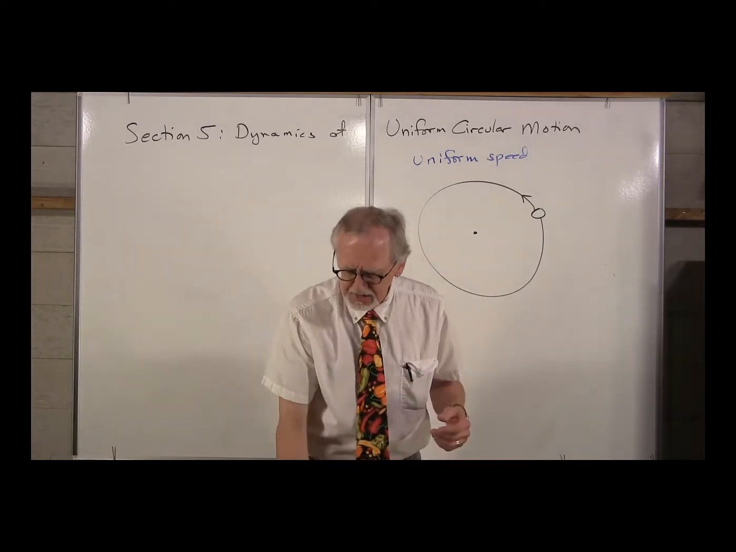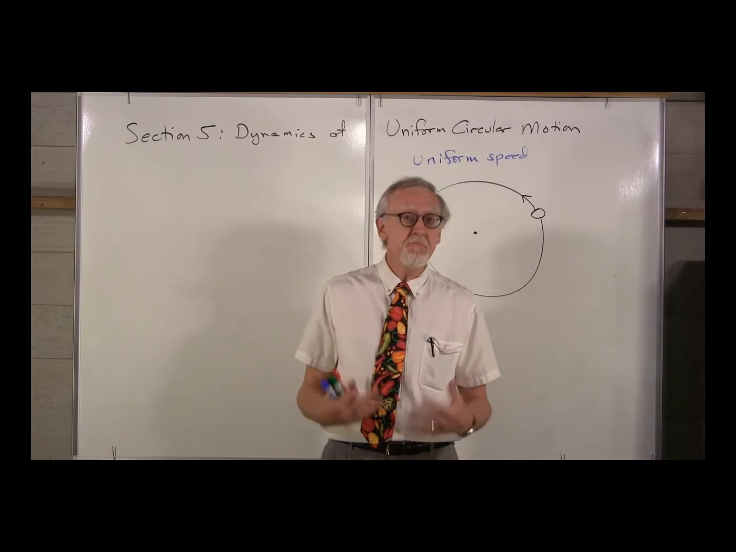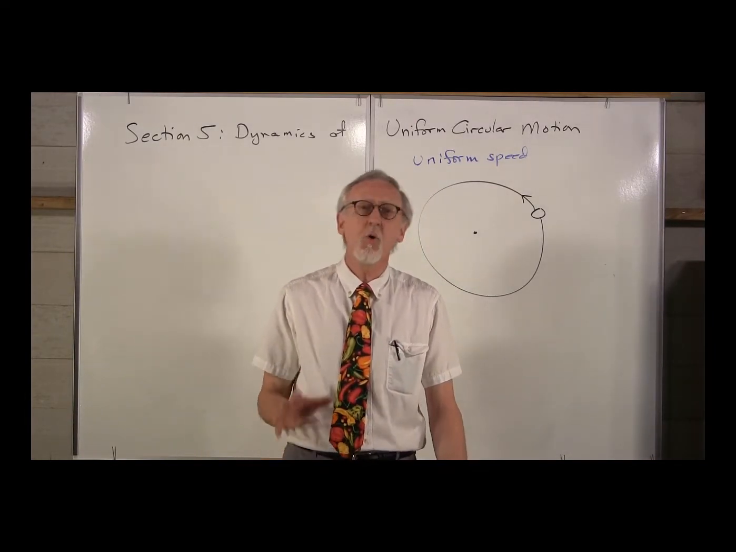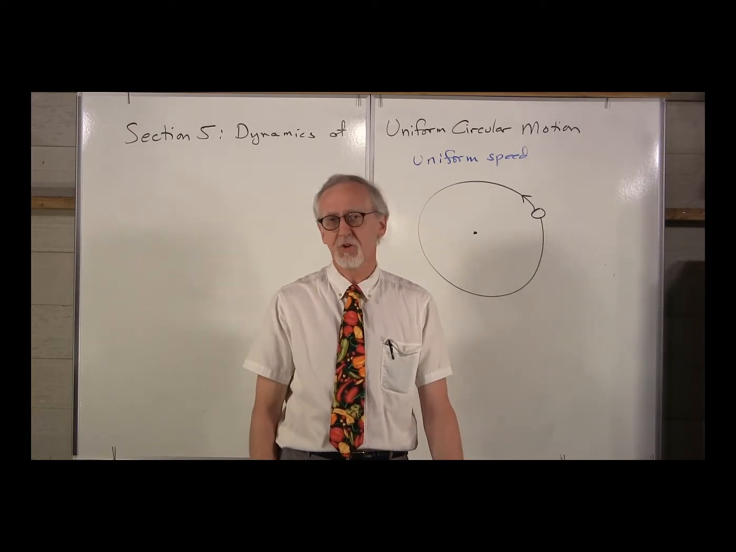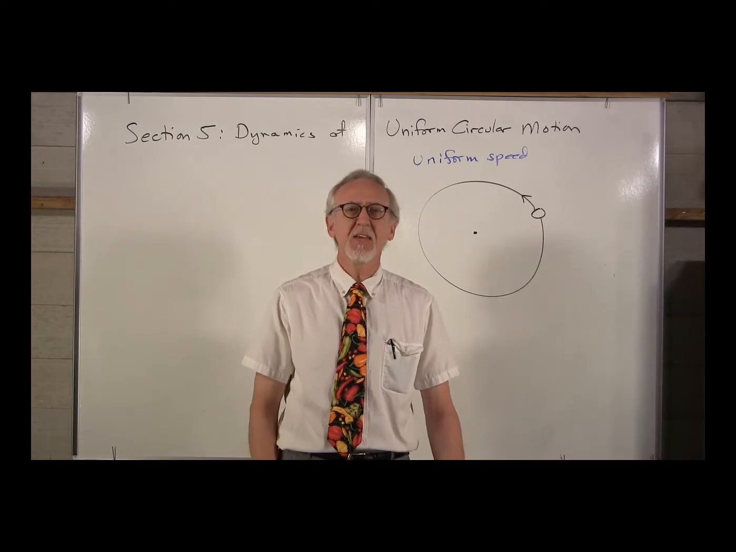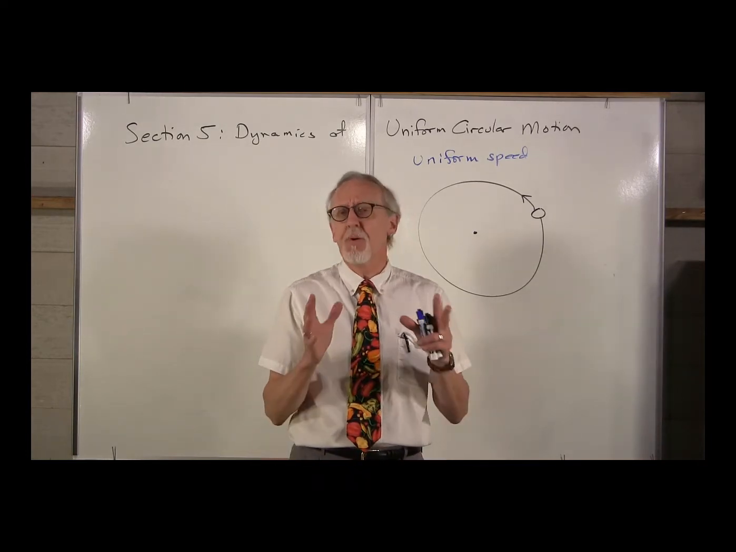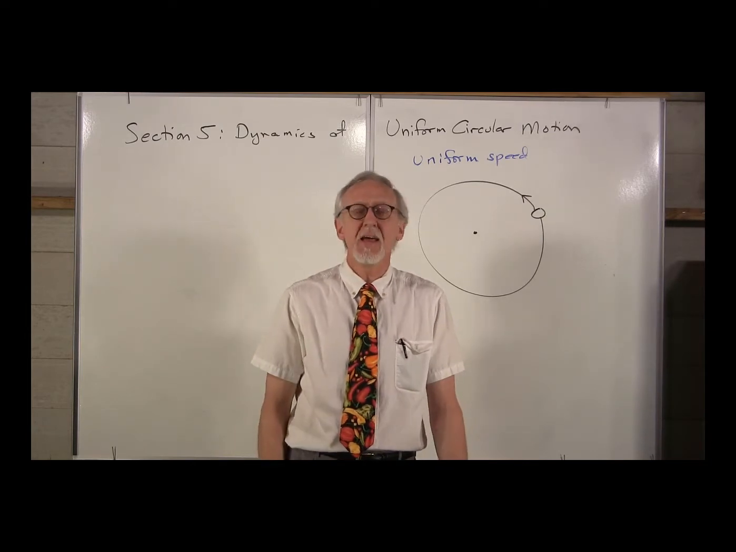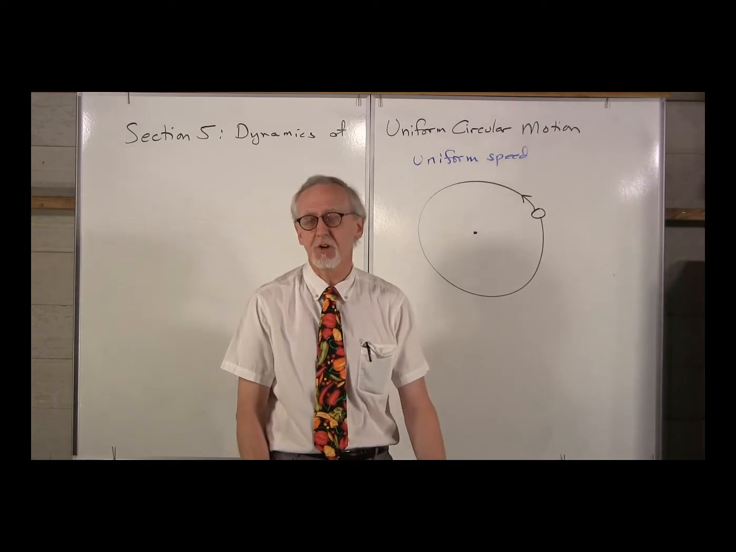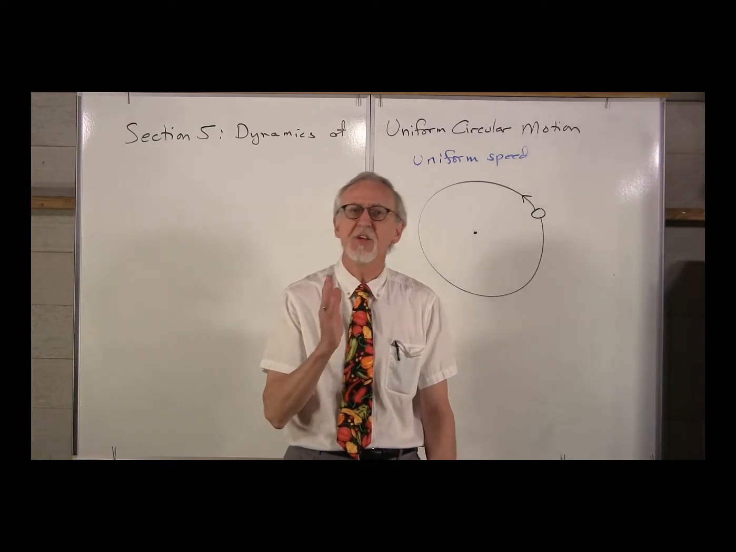Now, why are we looking at this? What's so important about uniform circular motion? Well, there are many different objects that undergo uniform circular motion or almost uniform circular motion. Anytime you have something moving around in a circle, even if it's not moving at a uniform speed the entire way, for part of the motion, if it's going around at a relatively constant speed, it will approximate uniform circular motion.